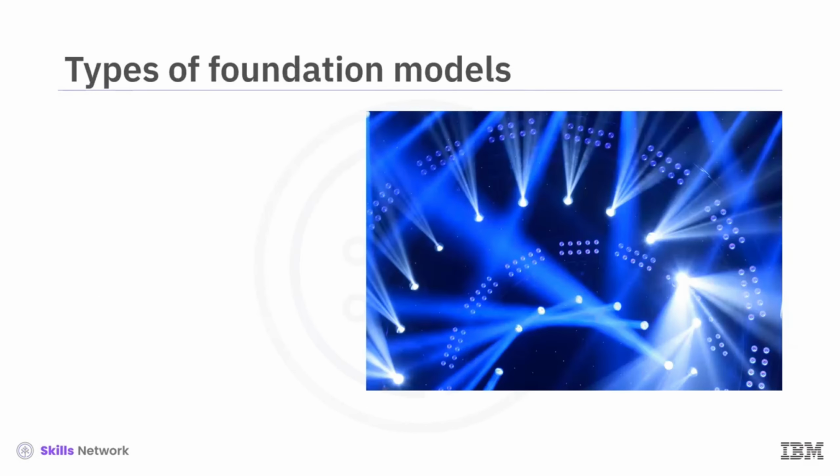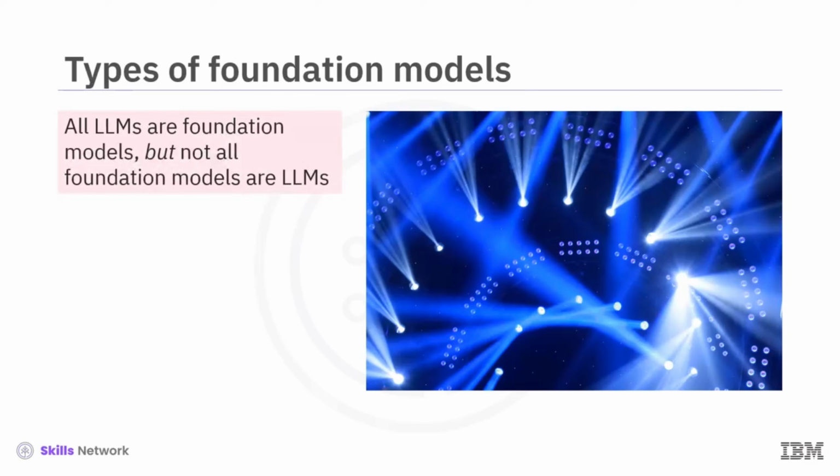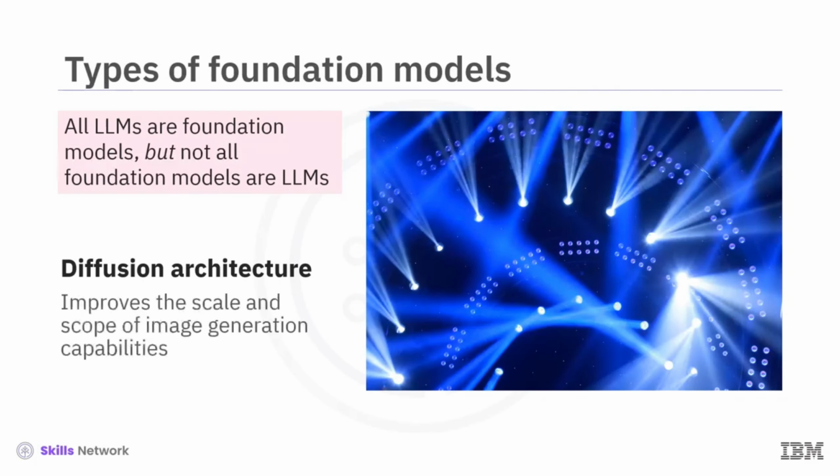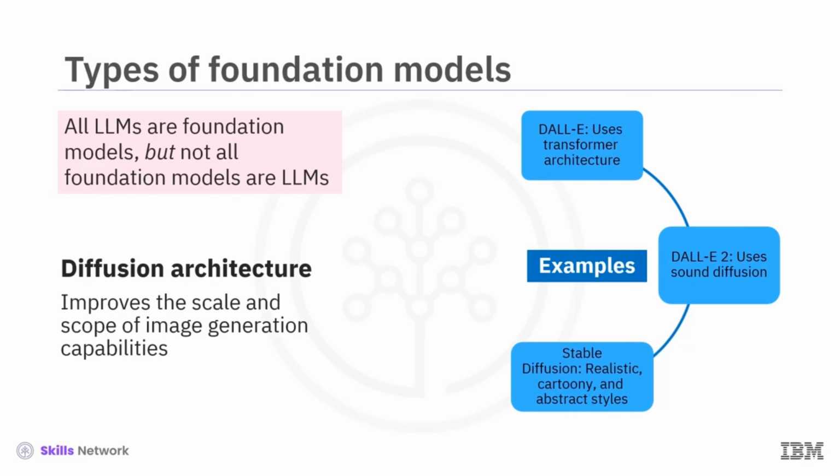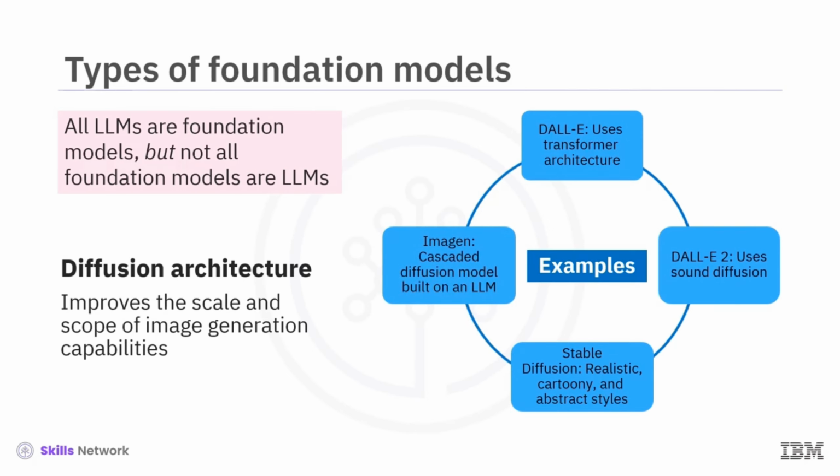Another clarification to note here. While all large language models are foundation models, not all foundation models are large language models. Some foundation models use diffusion architecture capabilities to improve the scale and scope of their image generation capabilities. For instance, DALL-E uses transformer architecture, but the latest version of DALL-E uses diffusion to generate images from text. Stability AI's Stable Diffusion uses diffusion architecture to generate high-resolution images in realistic, cartoony, and abstract styles based on the user's description. Google's Imagen uses a cascaded diffusion model built on an LLM to generate images from text prompts.